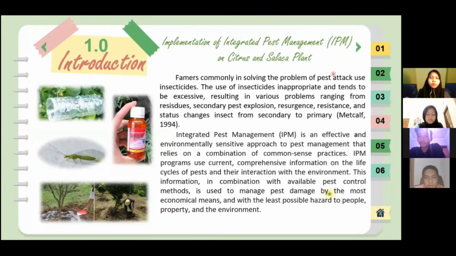Integrated pest management, or IPM, is an effective and environmentally sensitive approach to pest management that relies on a combination of common sense practices. IPM programs use current comprehensive information on the life cycle of pests and their interaction with the environment. This information, in combination with available pest control methods, is used to manage pest damage by the most economical means and with the least possible hazard to people, property, and the environment.